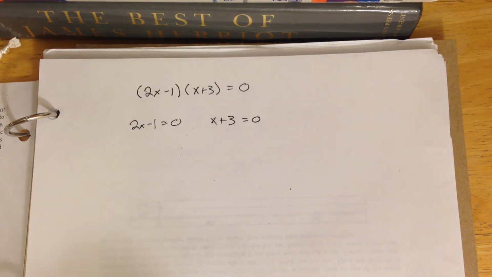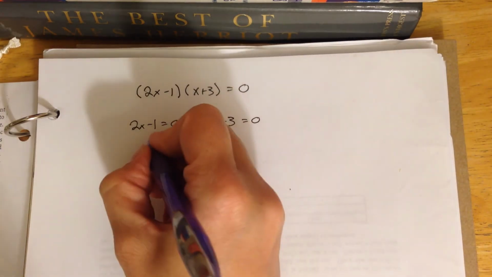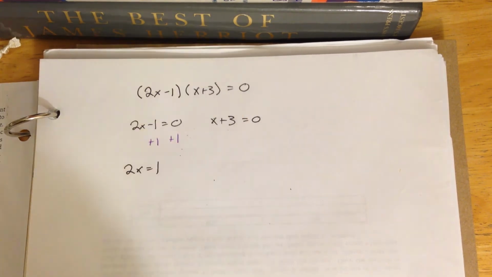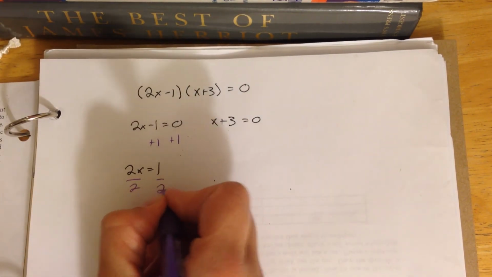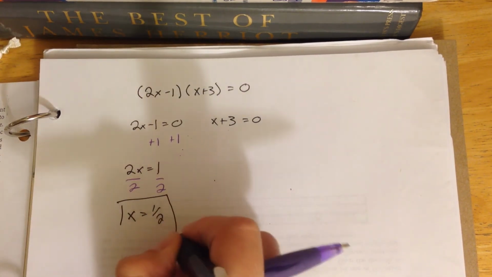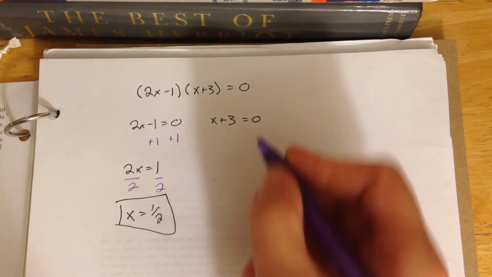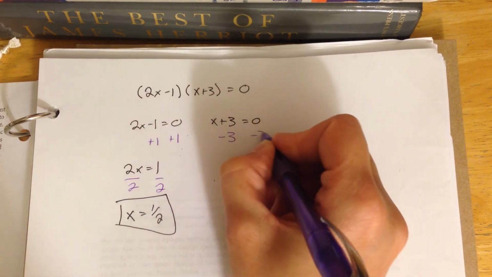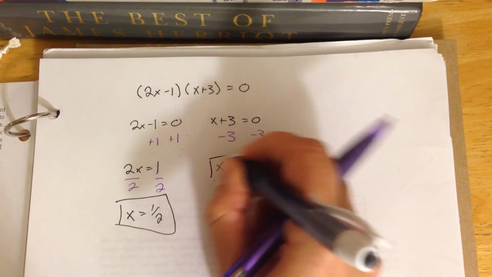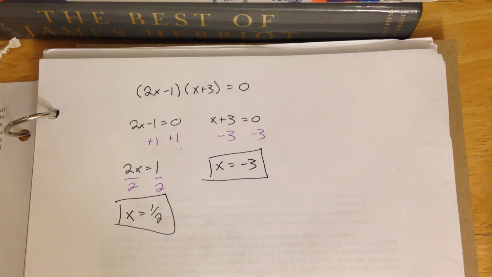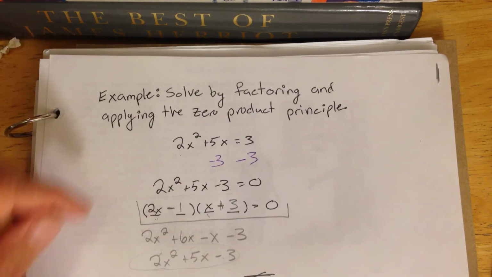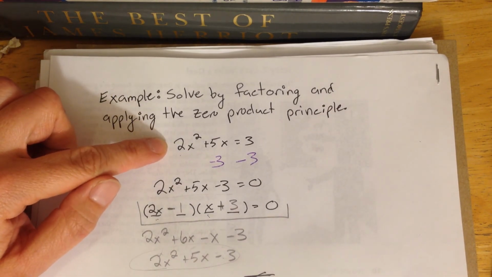Here's my 2 little equations. These should be pretty easy to solve. Over here I add 1 to both sides, which gives me 2x equals 1. Then divide by 2, and it looks like x equals 1/2. Don't forget about the other one here. I also need to solve this equation. Subtract 3 from both sides, and x equals -3. Those are the 2 solutions. Remember also that you can always check your solutions by plugging them back in to the original equation and seeing if you get something that's true.